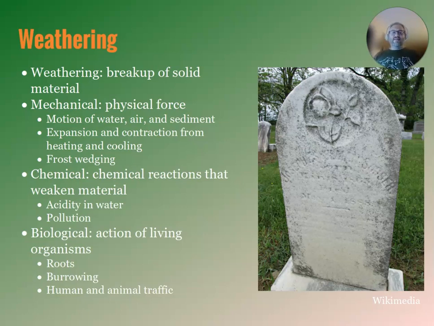Then the third type of weathering is biological weathering. So the actions of living organisms can break things apart. So you have things like the roots of plants. So the roots of plants get into tiny cracks and pores in, say, a piece of rock, and then as that root grows, it's going to expand a little bit, and it's going to break things apart. We have the actions of burrowing animals. They dig through stuff, and that can weaken and disrupt things that had been solid and packed together.